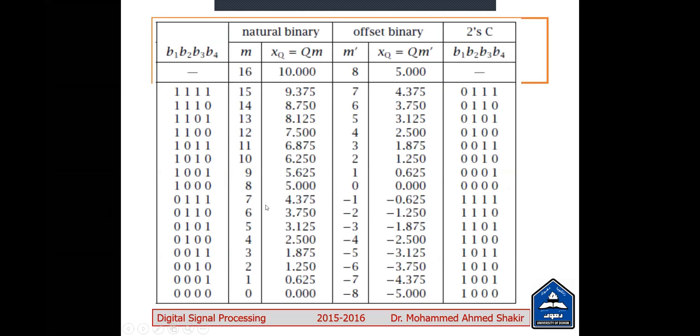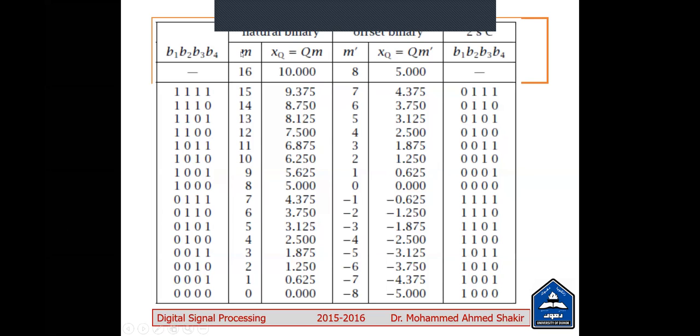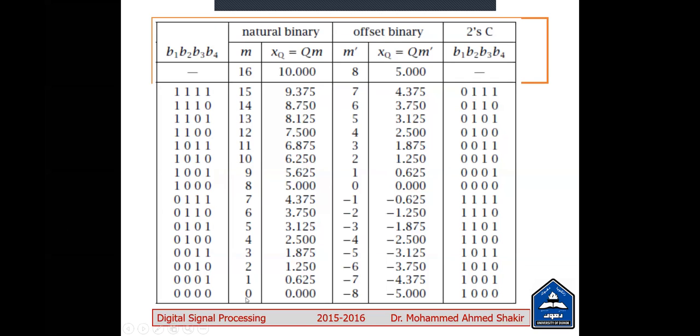Now, let us talk about this table. Starting by this table, I'm going to start from down to up. 4 zeros, 1, 2, 3, 4, 5, 6, up to 15. So 4 zeros and 4 ones, starting from 0 to 15. M represents the number of levels. So we have from 0, 1, 2, 3, 4, up to 15.